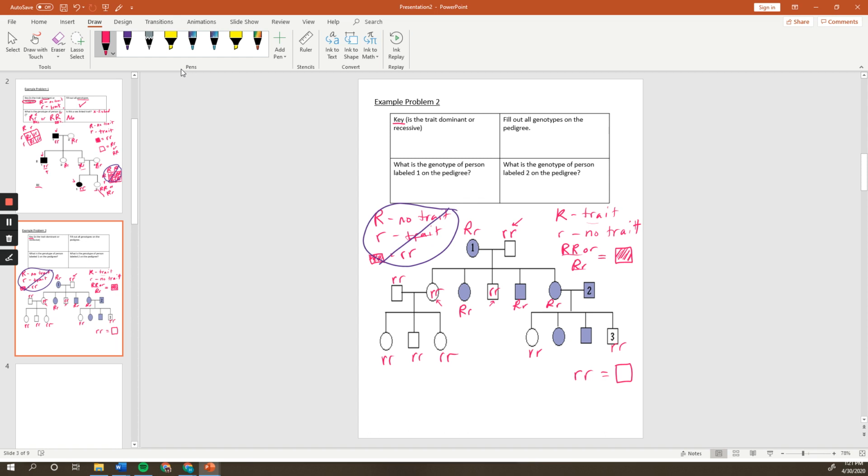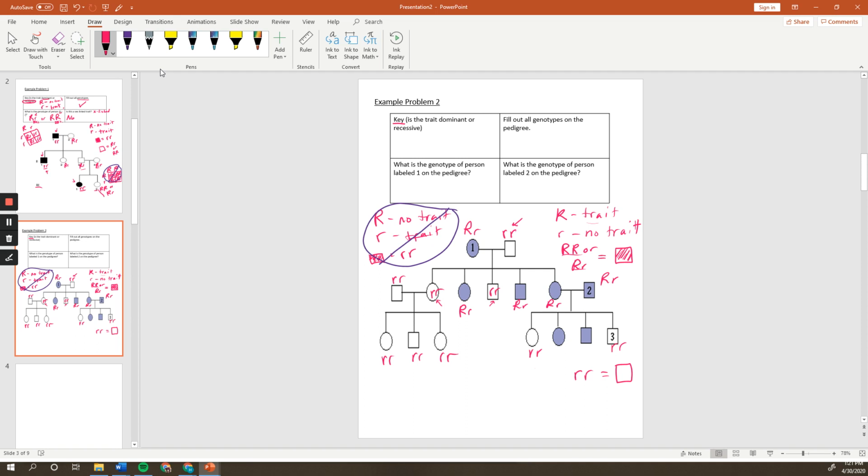Now, person number 2 here marries this person, and they have kids. And so, again, can we do big R? Let's see. No, we cannot, because we have 2 little r kids. So, erase. This person is big R, little r. And then they will have these kids here.